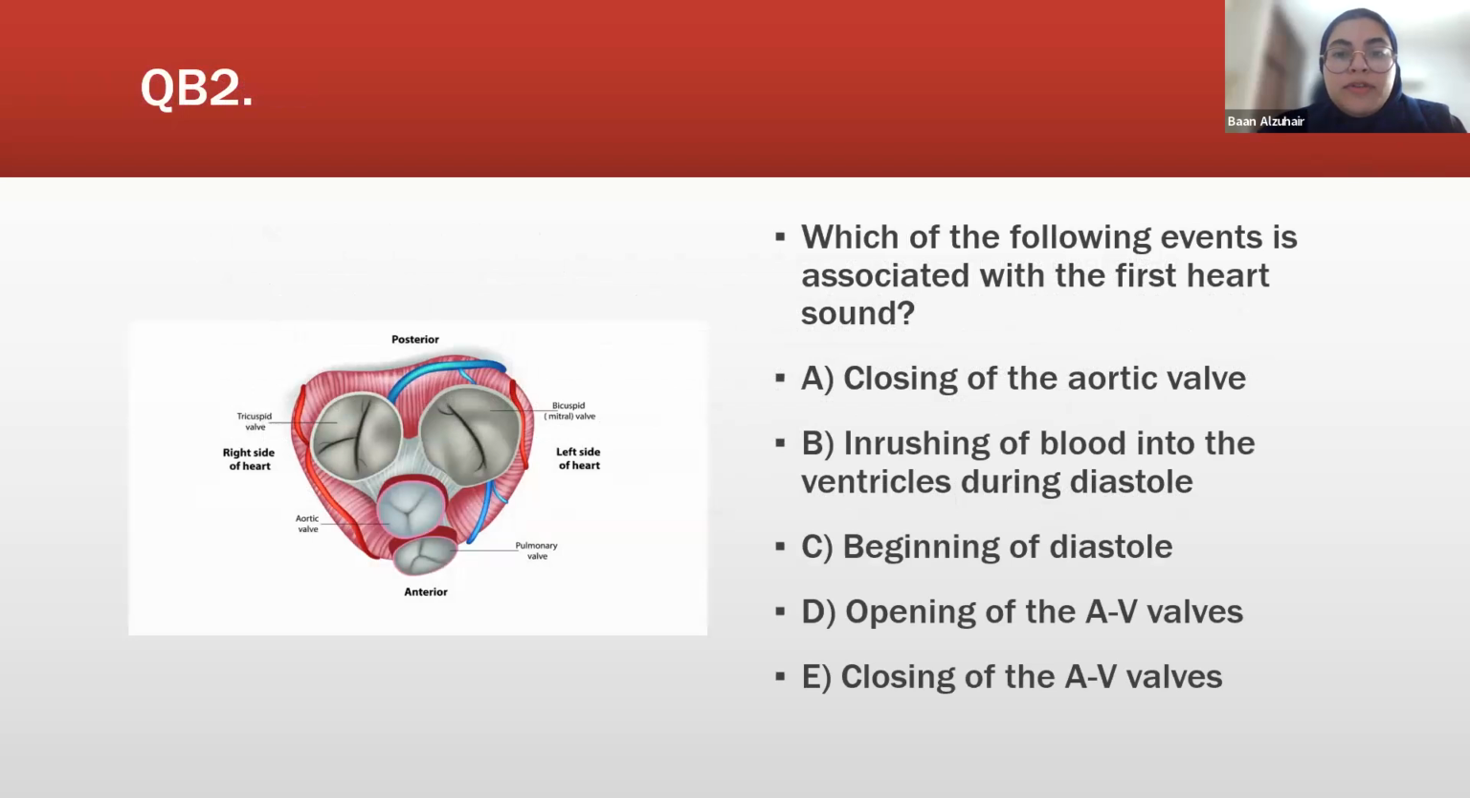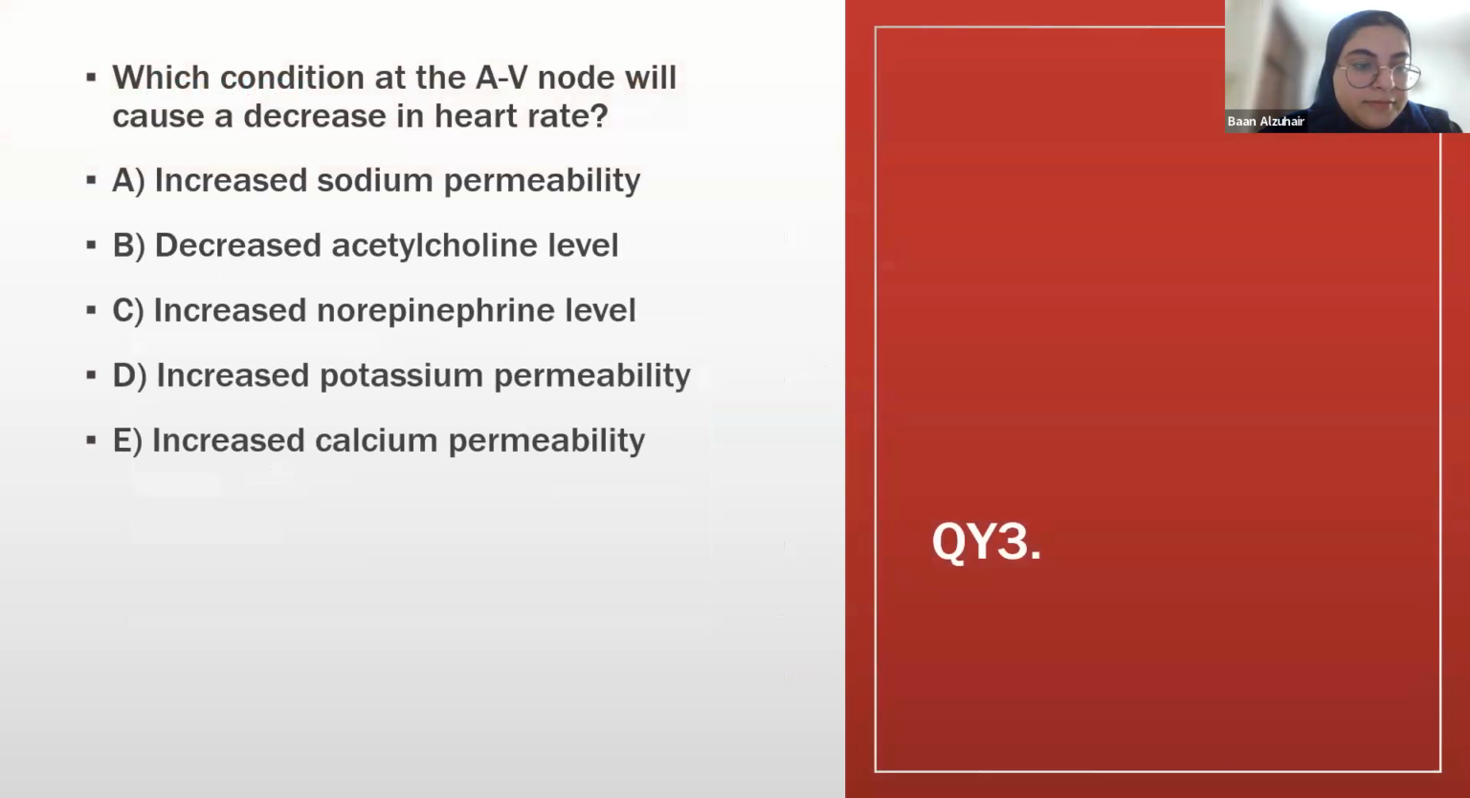Okay, which of the following events is associated with the first heart sound? Okay, you guys are correct. It is E, closing of the AV valves. This is the first heart sound. The second heart sound, as we just said, it's the closing of the aortic and pulmonary valves. Okay. Which condition at the AV node will cause a decrease in heart rate?